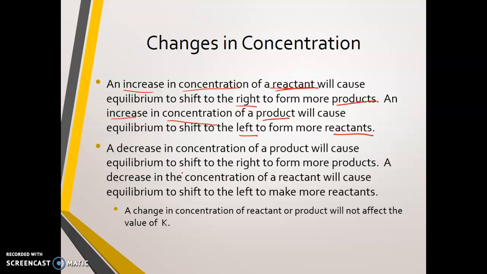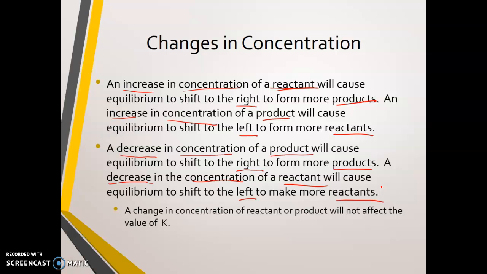When you decrease the concentration of your product, it will cause the equilibrium to shift to the right to form more products. So it's basically trying to replace those products that decreased or were removed. A decrease in concentration of the reactant will cause the equilibrium to shift to the left to make more reactants.